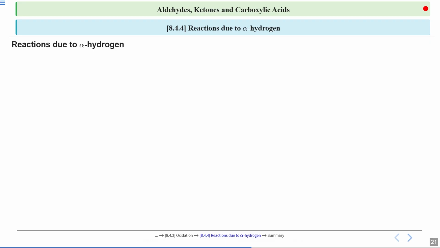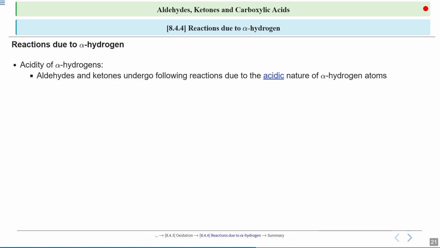Now we will see the reactions that occur due to alpha hydrogen in aldehydes and ketones. The acidic nature of alpha hydrogen allows aldehydes and ketones to participate in specific reactions. Aldehydes and ketones undergo reactions due to the acidic nature of alpha hydrogen atoms. This acidity is crucial for the reactivity of these compounds, and they undergo the following reactions because of it.